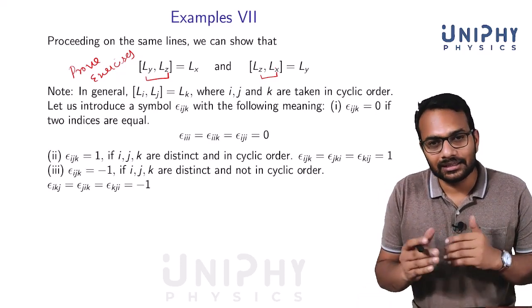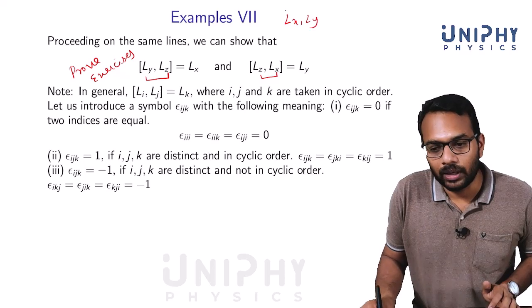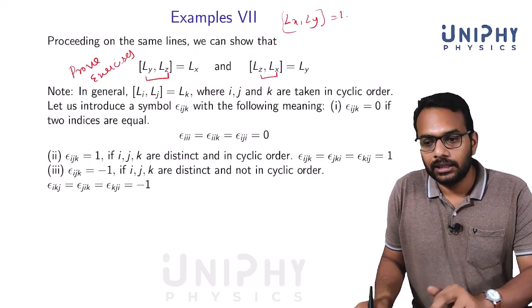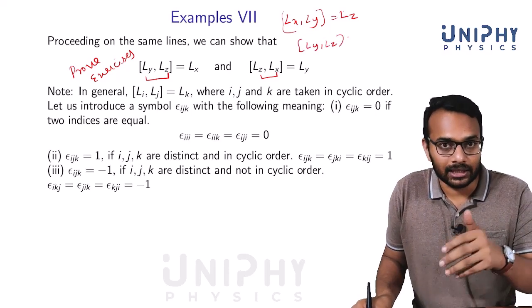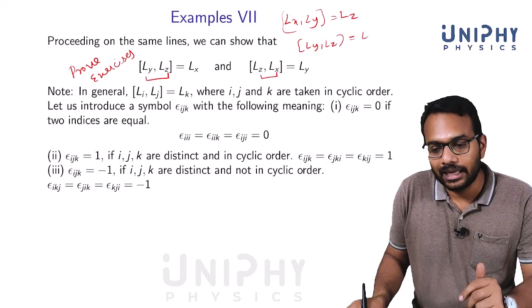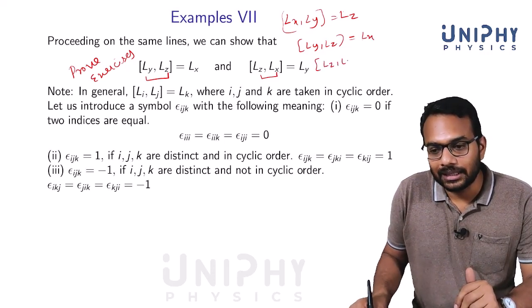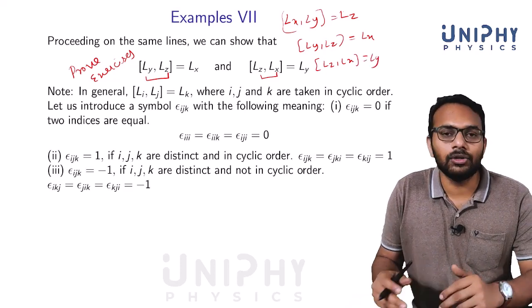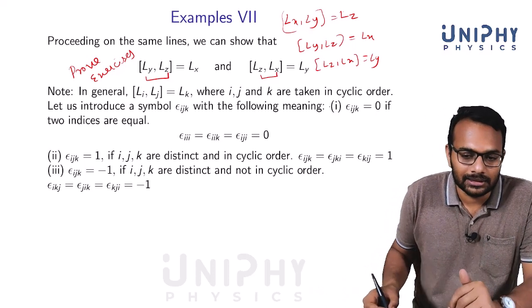So you see that there is some sort of a cyclic permutation here. If it is Lx with Ly, then it's the third one, it's Lz. And if you do Ly with Lz in the cyclic permutation, then it is Lx. Similarly, if you do Lz with Lx, it is equal to Ly. You can do it in a different order and then you will get extra minus signs. So these are the things.